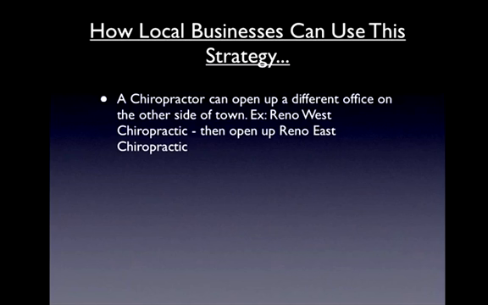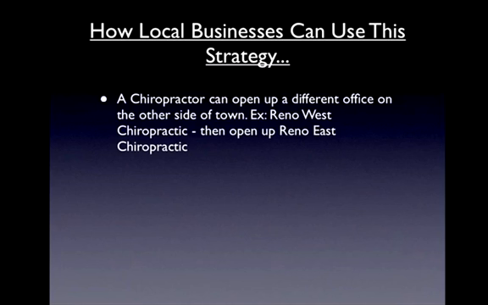Let's say, for example, that a chiropractor in Reno owns Reno West Chiropractic. Well, maybe they open up on the other side of town with a different business partner. I actually know of someone who has another chiropractic office on the other side of town with a different business partner, and it's a different corporation that he owns separately with that other partner, separate from his original location. And I've seen this.